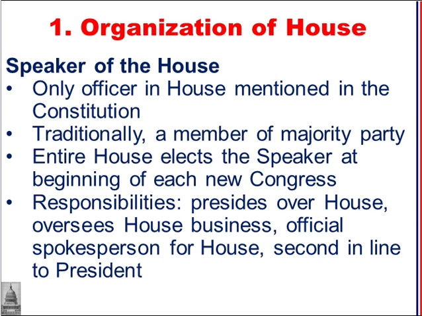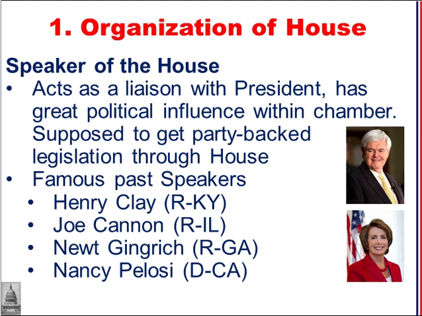The Speaker acts as a liaison with the President and has great political influence within the chamber. And the Speaker is supposed to get party-backed legislation through the House. Some famous past speakers have shaped the role of Speaker today. There's Henry Clay, who is a Republican from Kentucky. He's the first person to hold the speakership for a long time, 6 terms. Before that, it was more of a revolving door.